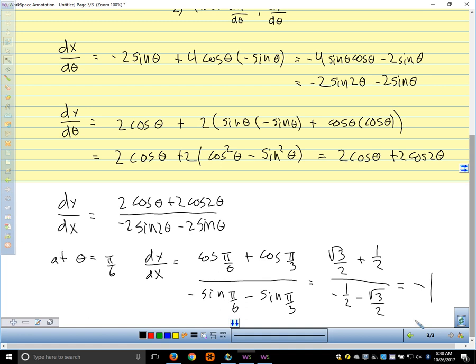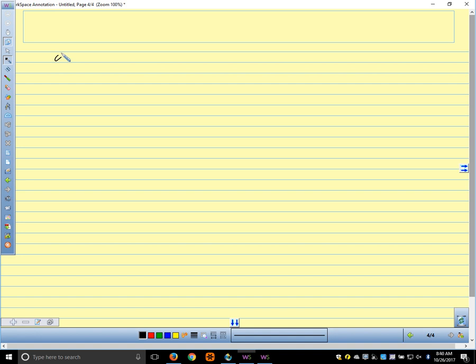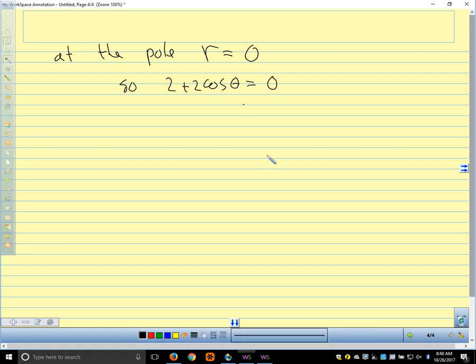Let's look at the pole. At the pole, so we're doing the last part first, r equals 0. So to find those points, 2 plus 2 cosine theta equals 0. So cosine theta equals negative 1, and so we get theta equals pi. So that's the theta value at the pole.